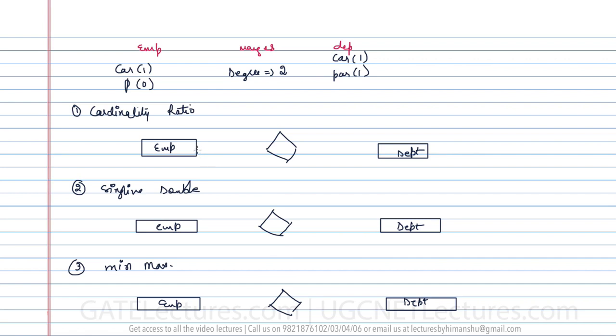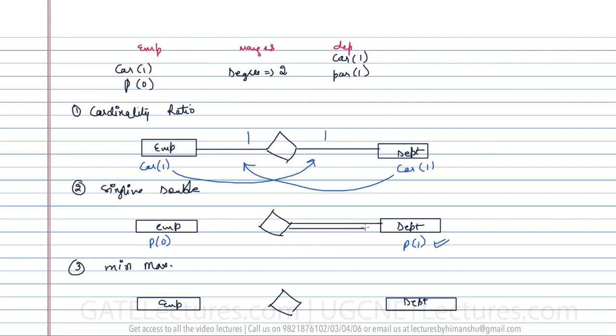So first is the cardinality ratio representation. What is the cardinality of employee? Cardinality of employee is 1. And what is the cardinality of department? That is also 1. So you will write 1 here and 1 here, so it is 1:1. Next, the single line double line representation. This deals with the participation. What is the participation of employee? That is 0. And what is the participation of department? That is 1. Because the participation of department is 1, department has total participation, so you can give double lines here. Because the participation of employee is 0, employee does not have total participation.